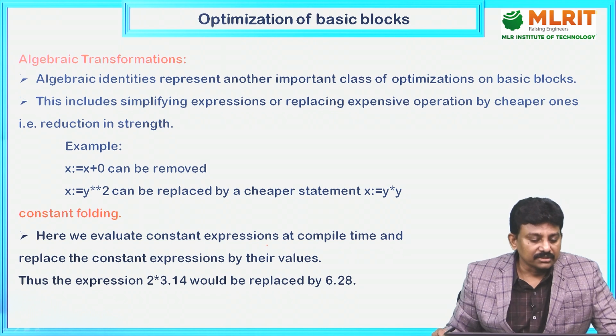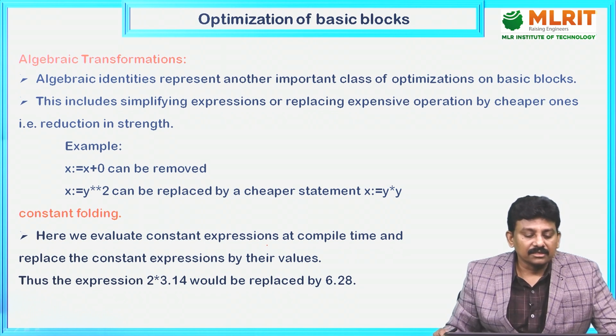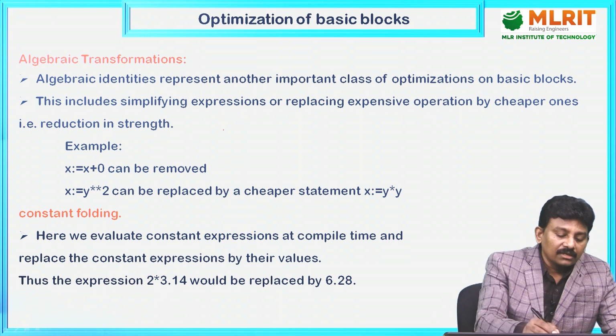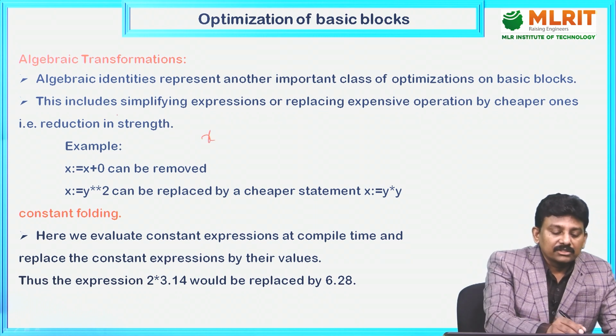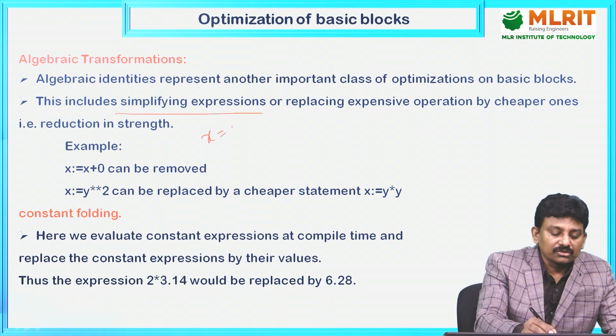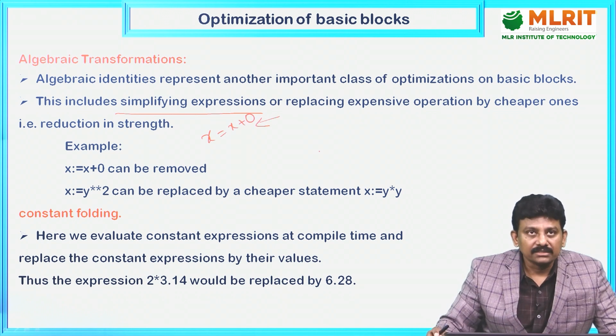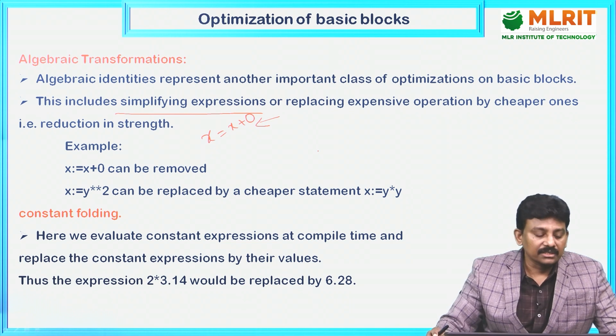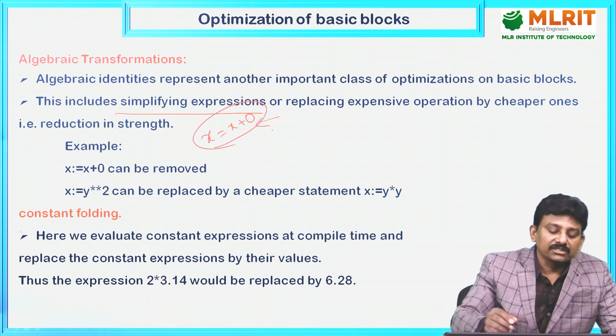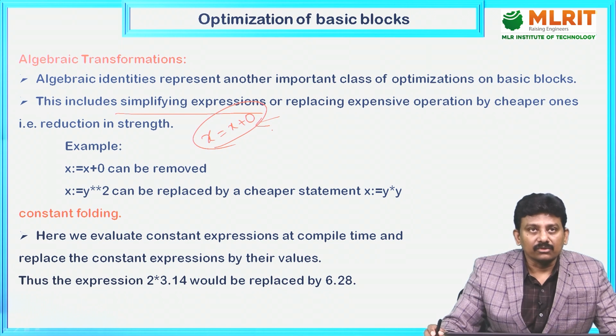Algebraic transformations. Algebraic identities represent another important class of optimizations on basic blocks. This includes simplifying expressions or replacing expensive operations by cheaper ones, that is reduction in strength. For example, we are simplifying the expression x is equal to x plus 0. That means adding 0 to x, the value will not be changed. So we can remove this statement x is equal to x plus 0 from the code.